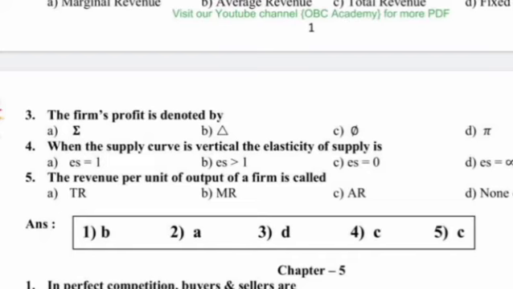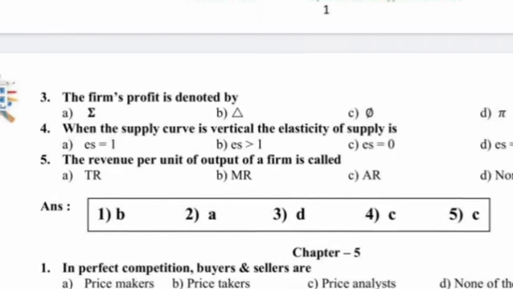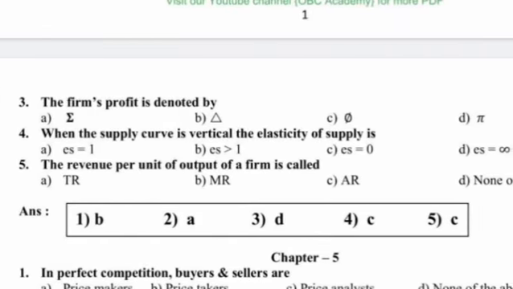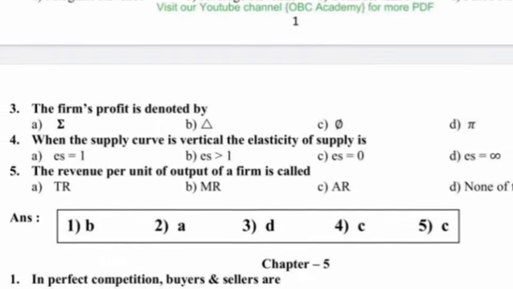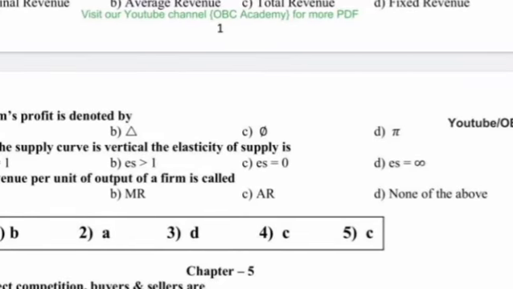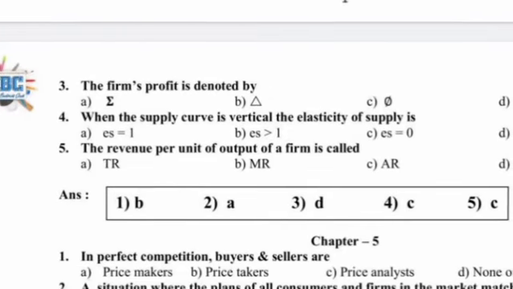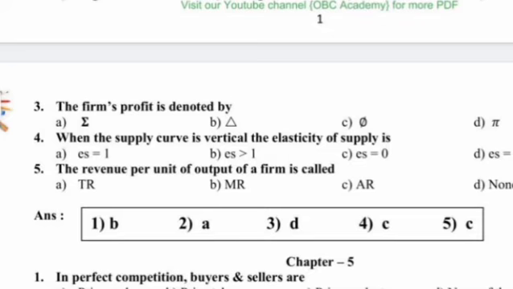The increase in total revenue for a unit increase in the output is option A, marginal revenue; option B, average revenue; option C, total revenue; option D, fixed revenue. The correct option is A, marginal revenue.